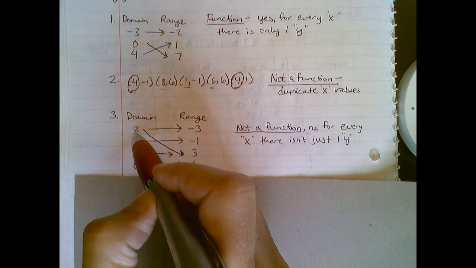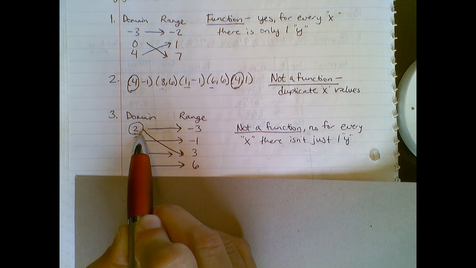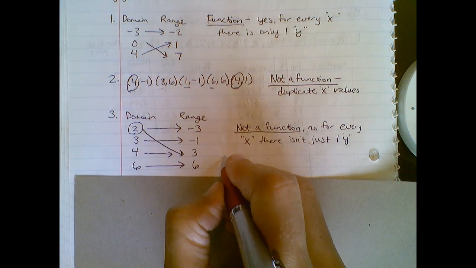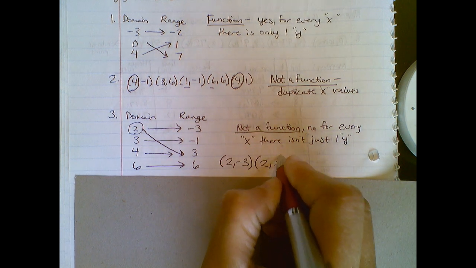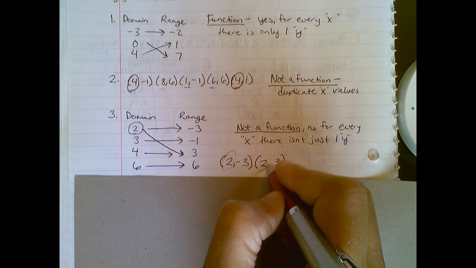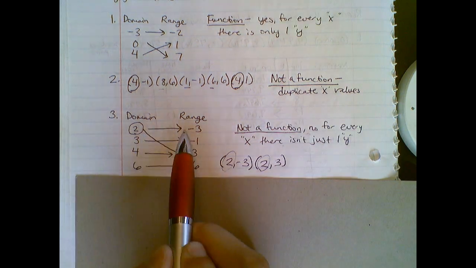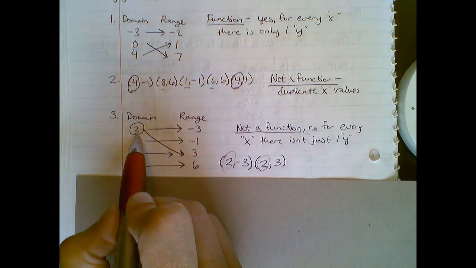Notice this 2, though, goes to 2 different y values. 2 is mapped to -3, and 2 also goes to 3. If I write these as coordinates, I have duplicate x values. So it is not a function. Or I can see for every x, it doesn't just go to one y, so this one is not a function because of this 2.